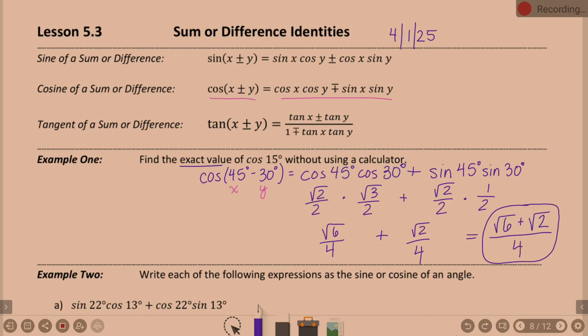Okay? And that's how you're going to leave your answer. That is an exact answer. It's not a rounded answer, it's an exact answer. It's in terms of fractions and square roots. Okay?